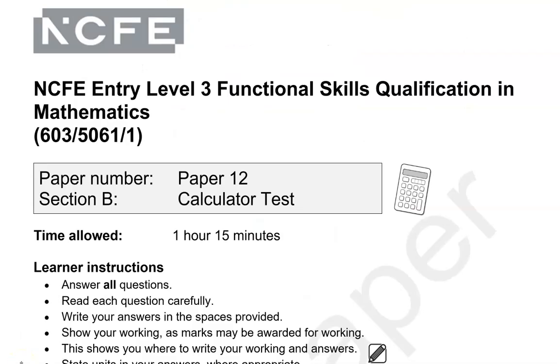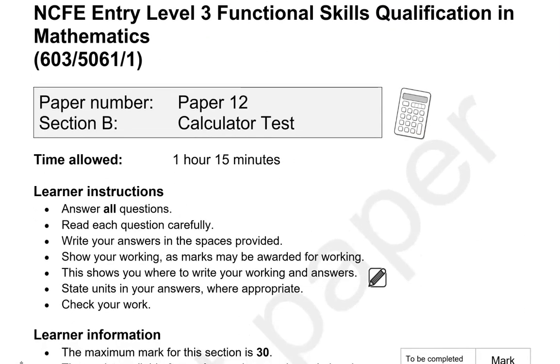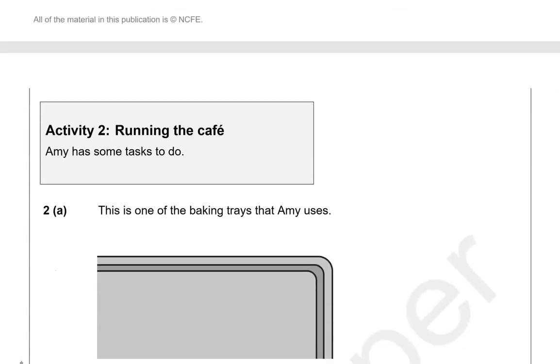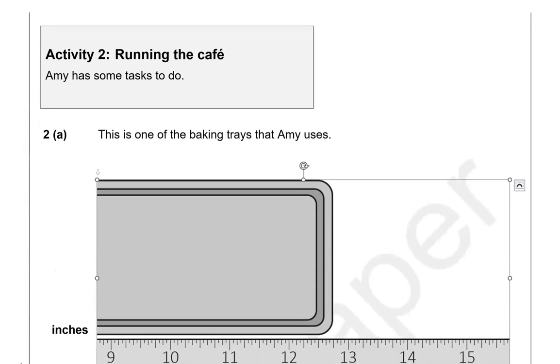This is the second part of an Entry 3 Functional Skills Maths paper from NCFE. In this part you can use a calculator. Activity 2, running the cafe. Amy has some tasks to do. This is one of the baking trays that Amy uses.